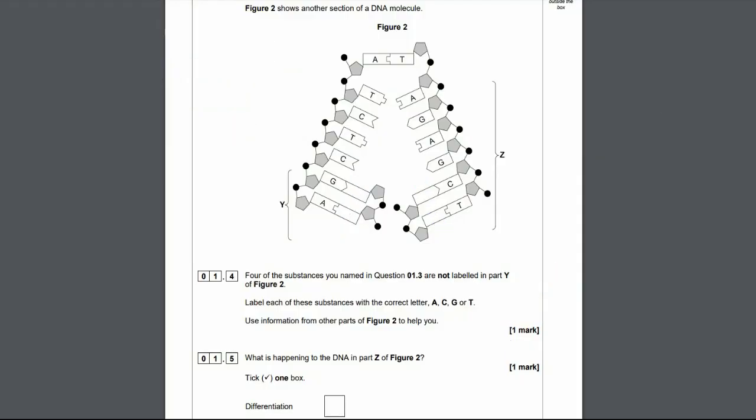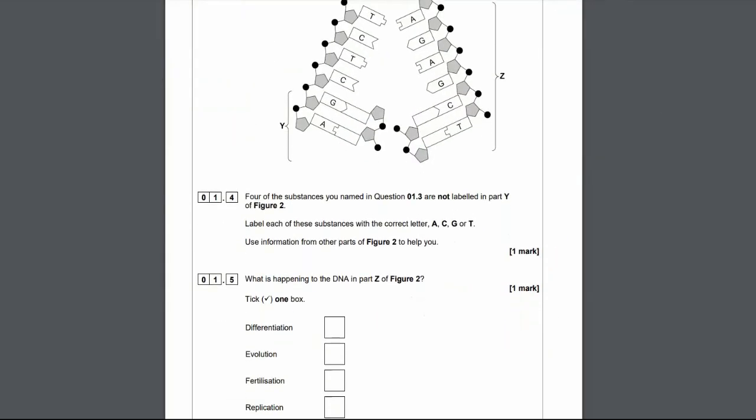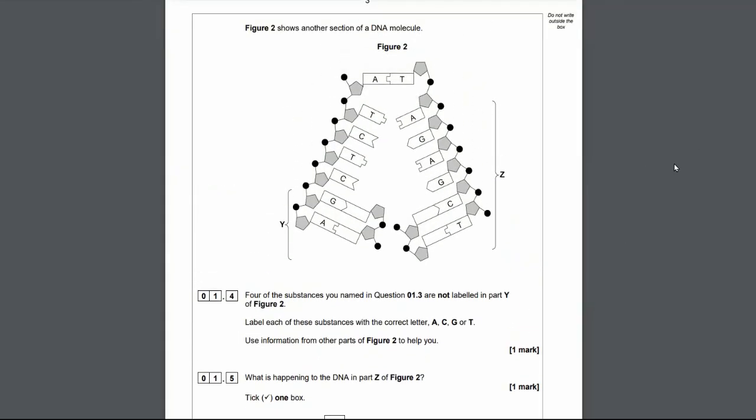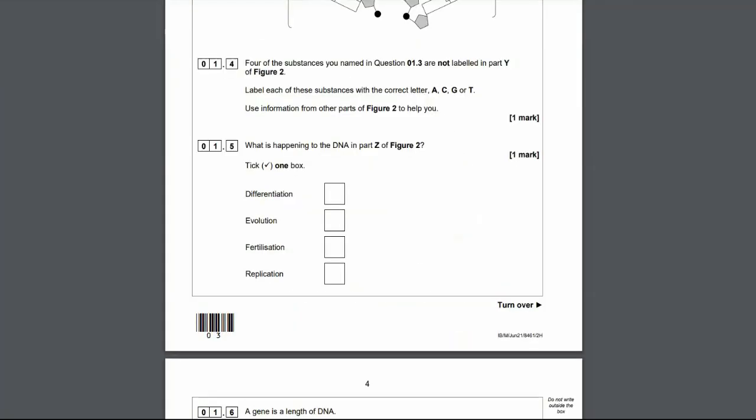Now let's go down to 1.5. What is happening to the DNA in part Z? So we've got some words here: differentiation, evolution, fertilization, or replication. Well, what do these words mean? Differentiation is what stem cells do when they specialize to become other cells. Then you've got to think, what is fertilization? Well, that's when a sperm and egg join together. What's evolution? That's the changing of species over time.